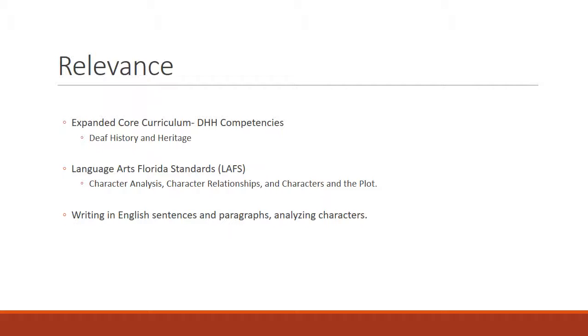The language arts Florida standards are grade-based, so she is doing work that she would be doing in an English language arts class. So this is a good practice for her. And also she's using English sentences and paragraphs while she's analyzing these characters, which is a good writing practice for her as well.